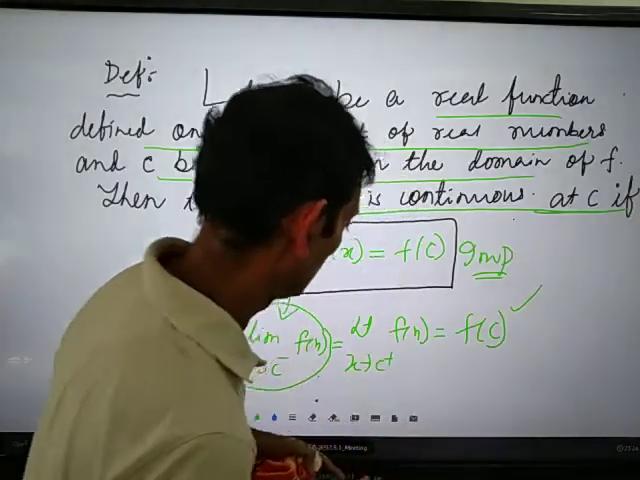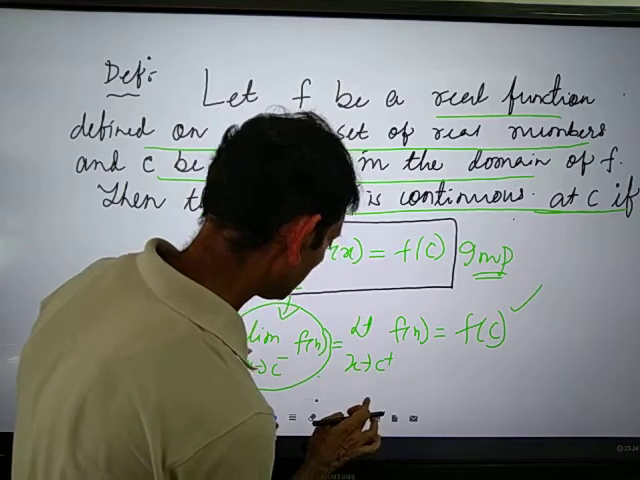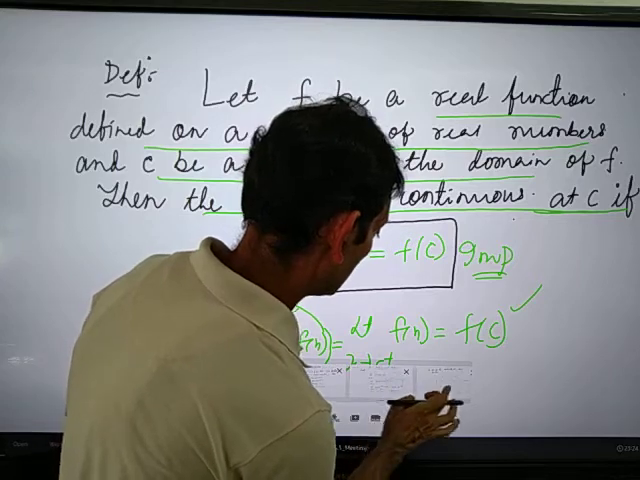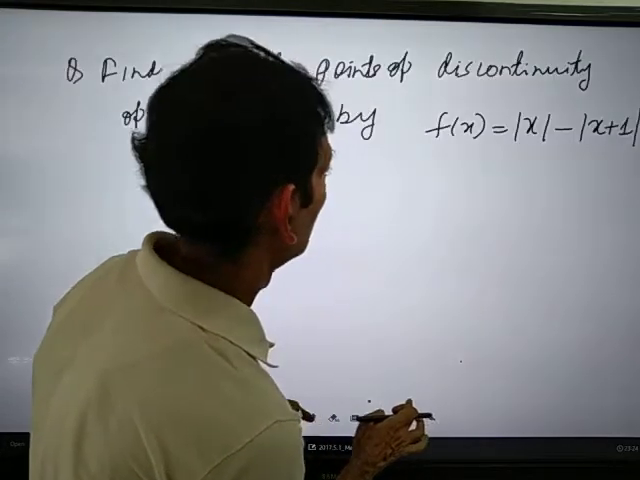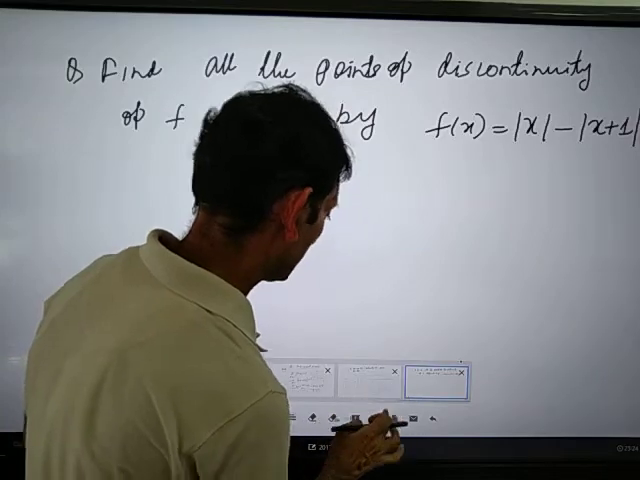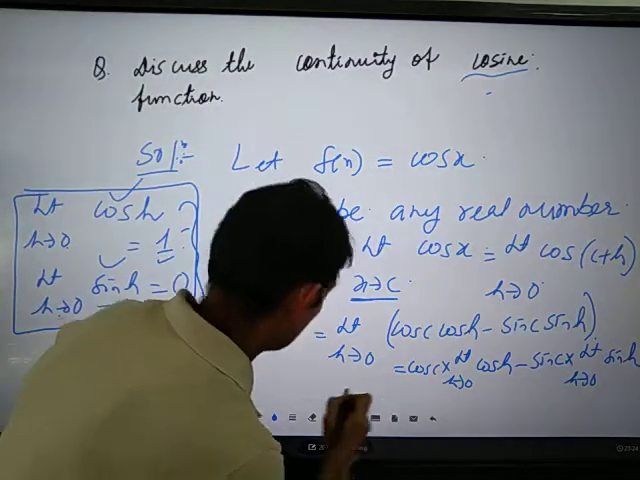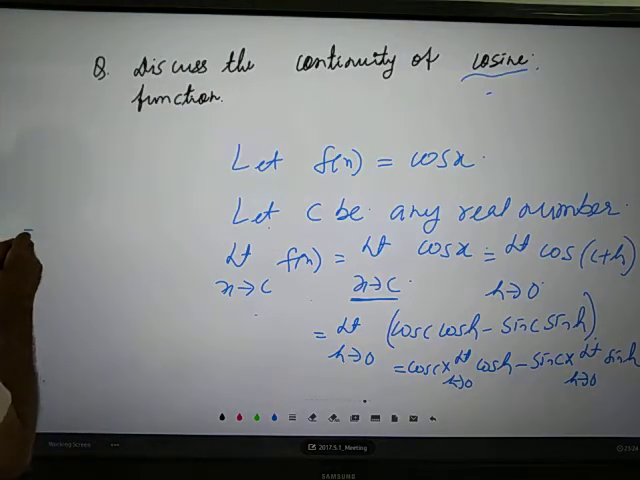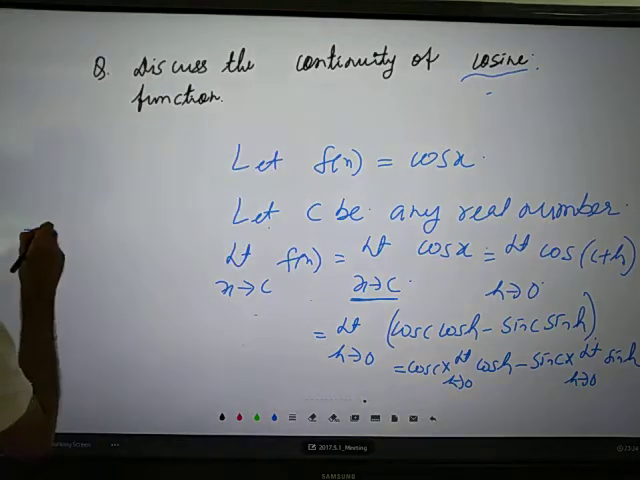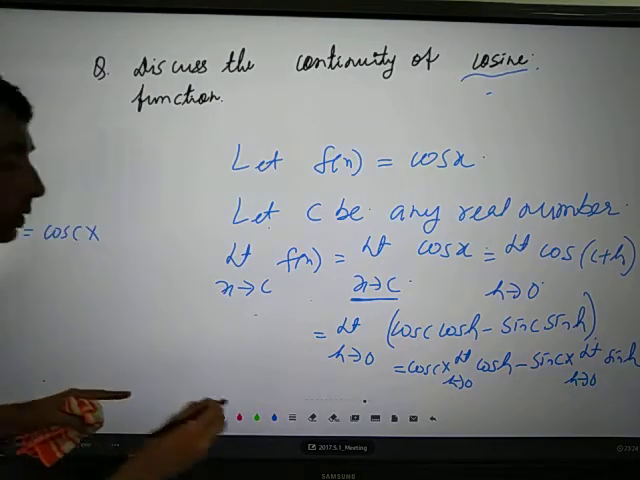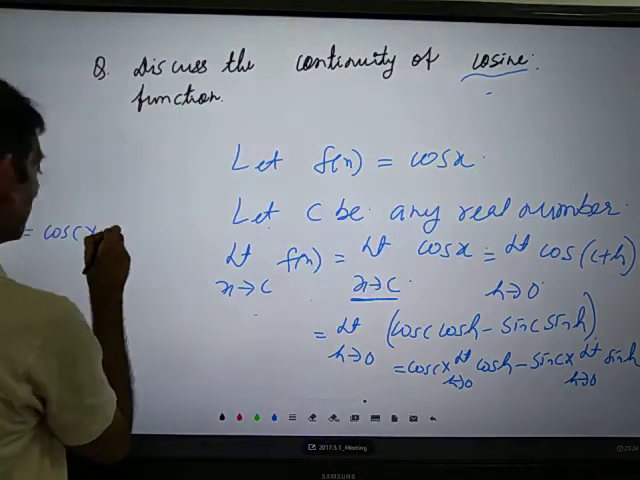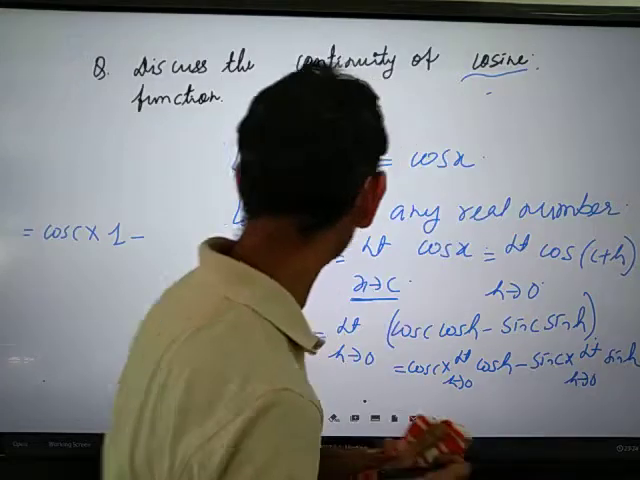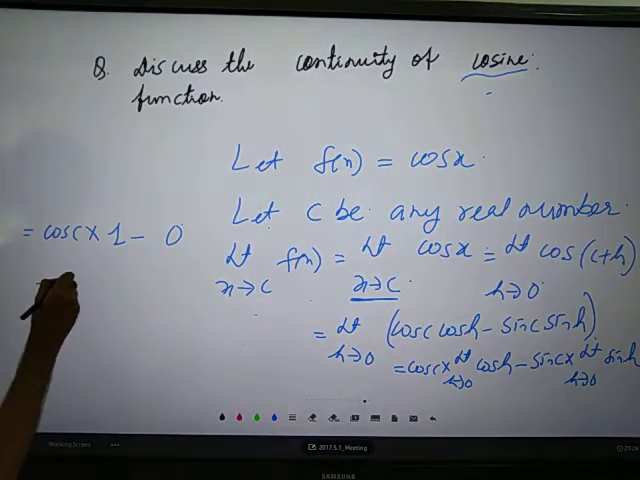So therefore, I'll just write the steps here. What's the next step? This is cos c into, as h approaches 0, cos h is 1, then minus, as h approaches 0, sin h is 0, so this part becomes 0. So this is equal to cos c.